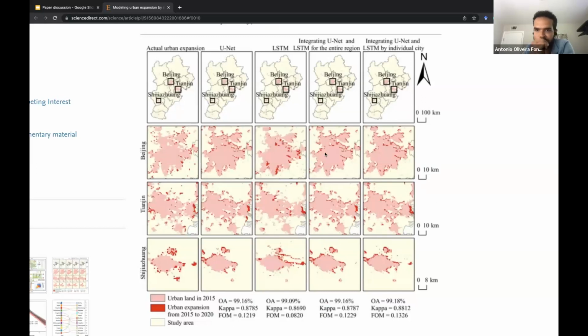Now, if you do the combination of the two of them, which is the integration for region-wise, there is not much benefit. Basically the performance is just the same as the UNet. But when you do that per city, there is actually an improvement in combining the two of them.